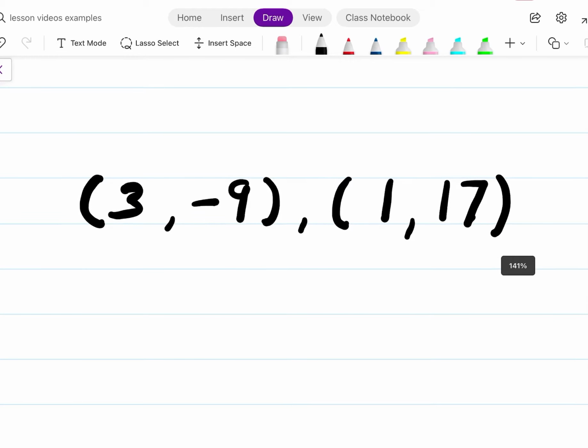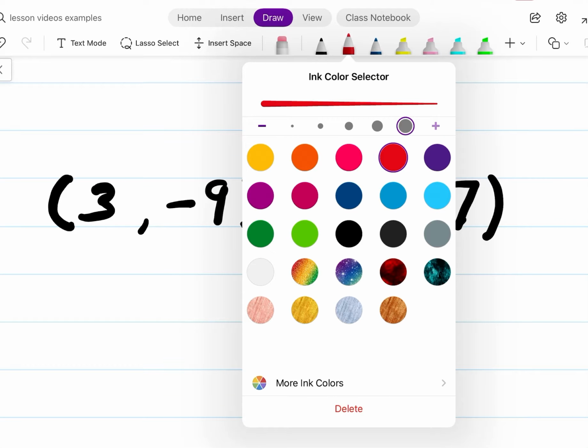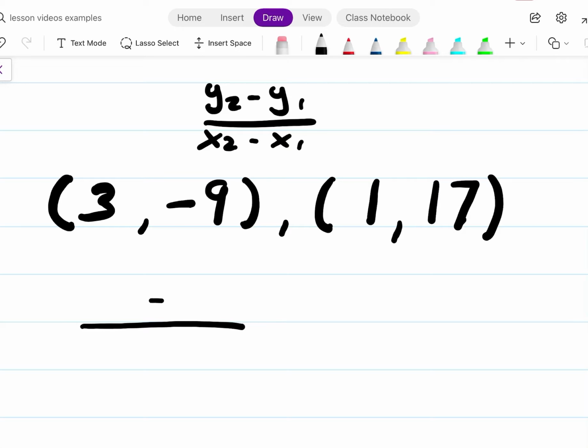So we have 3, -9, and 1, 17. So we're going to use that line. Let me make my pen just a little bit smaller. We know that we're going to be using the formula for slope, which would be y2 minus y1 over top of x2 minus x1. When we do that, we're going to set it up as a math problem, subtraction on top and bottom. Some people may use parentheses with these to fill in the blanks, but I'm going to write out the way that we have it.